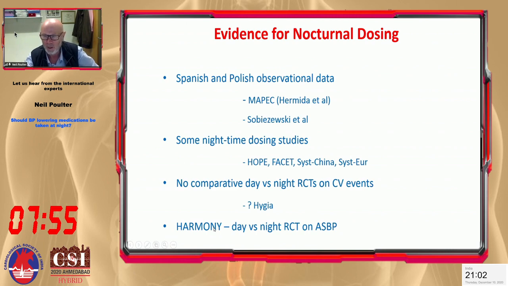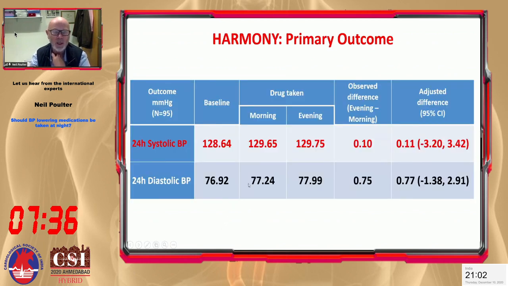What we do have is the HARMONY trial, which compared in a randomized clinical trial, giving the tablets at day or night. It was a crossover trial, day to night or night to day, but the primary endpoint was only on ambulatory systolic blood pressure results. And this slide shows those results. When you took this as the mean 24-hour systolic blood pressure on people who are on 1 or more tablets for their hypertension, you see here where you gave your tablets made absolutely no difference on the 24-hour blood pressure, nor did it on the 24-hour diastolic blood pressure.